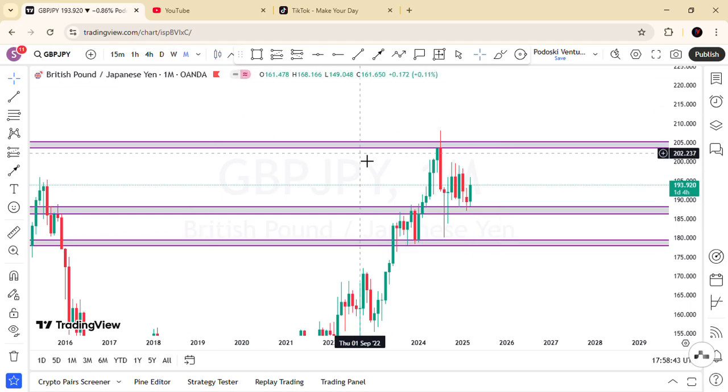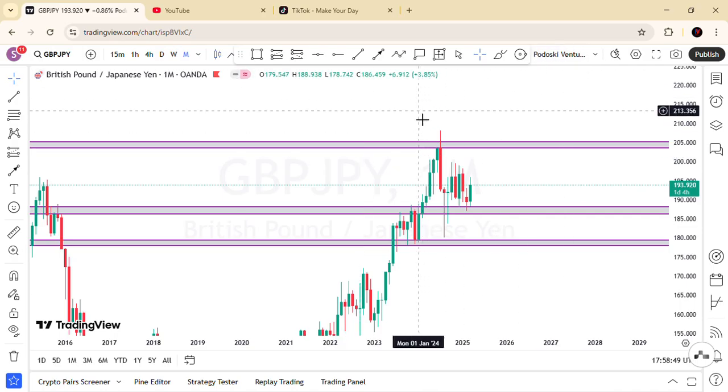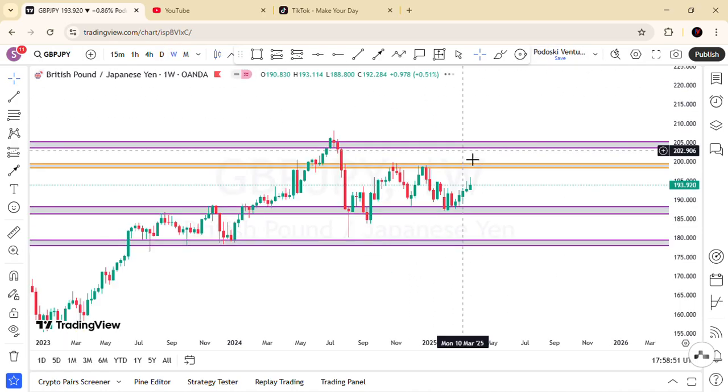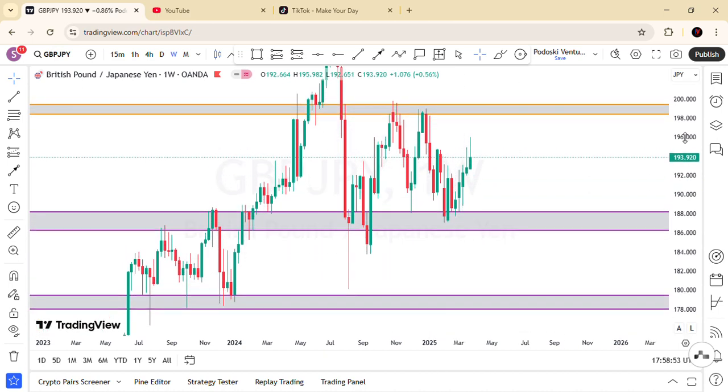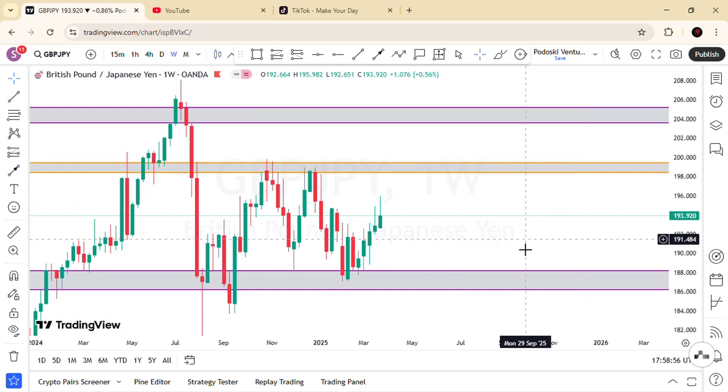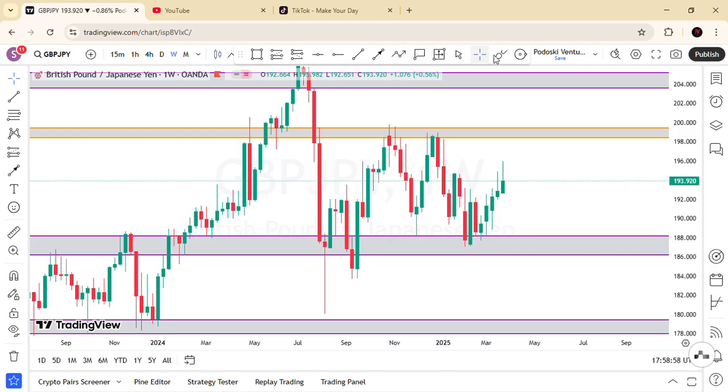So on GBPJPY, we are looking for buying opportunities only. So let's go to the weekly time frame. So here on the weekly time frame, I have my weekly upper zone here. And on the weekly time frame, as we talked about on the daily, we are in an uptrend.